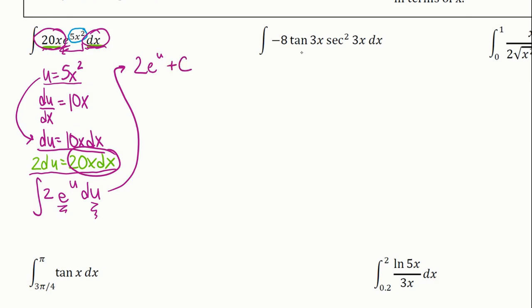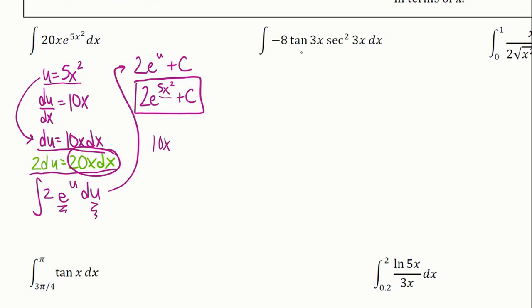And then I do need to go back and resubstitute what u is equal to. It's 5x squared plus c. And if you want, you can and probably should double check that your answer is correct. If I took the derivative of 2e to the 5x squared, I'd have to use the chain rule. So the derivative of 5x squared is 10x times 2, and then the derivative of e to the something is e to the something. And hey, that is what I started out with. So that's my first example.